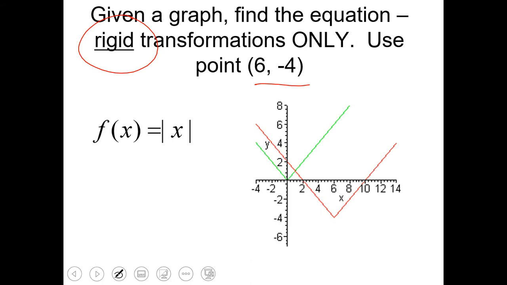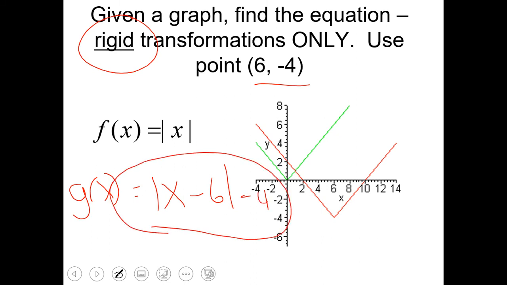And because it's rigid, it means that there is no stretching or shrinking, which means you can write this answer simply by eyeballing it. So if f of x is the original, we're going to call the transformation g of x. Compared to the original, the absolute value graph in red is 6 units to the right. So how do you do 6 units to the right? You do x minus 6 inside the absolute value. How do you do down 4? Well, then you add a minus 4. So this here is my equation of g of x, which would be the graph in red. So this is actually quite simple to do as long as it is a rigid transformation only.